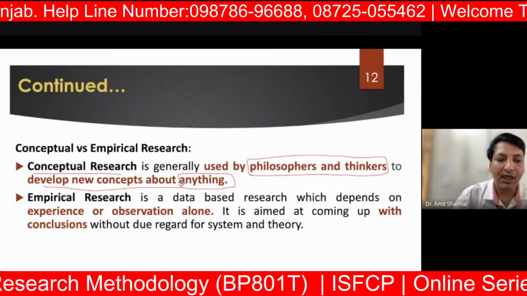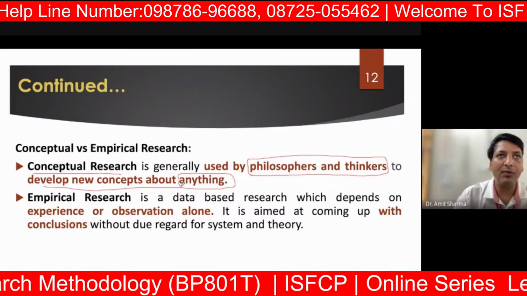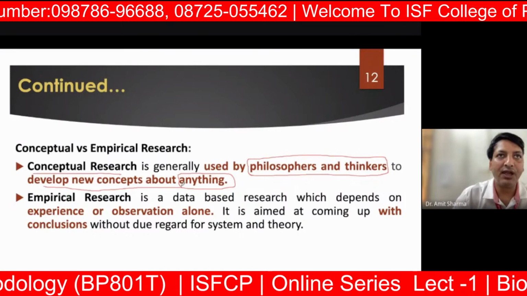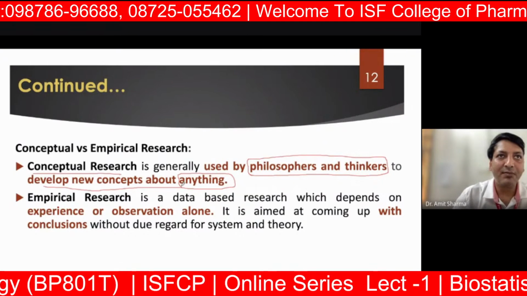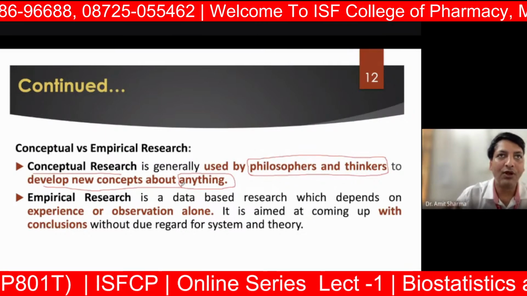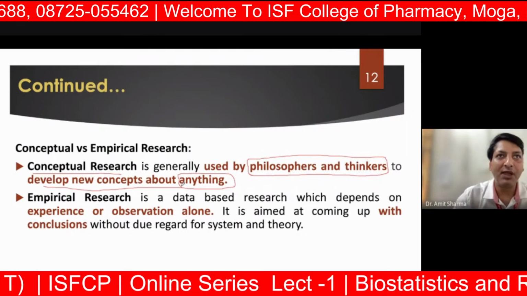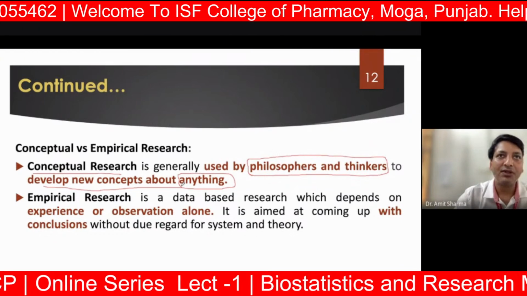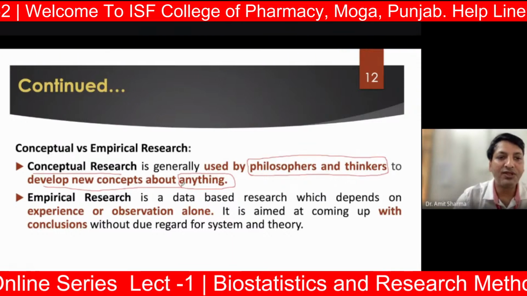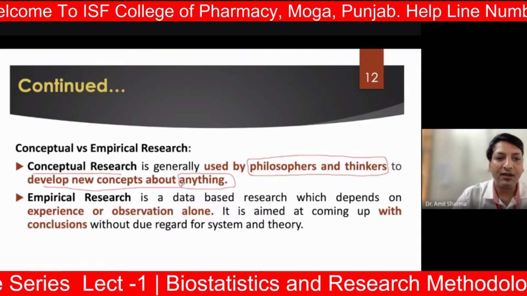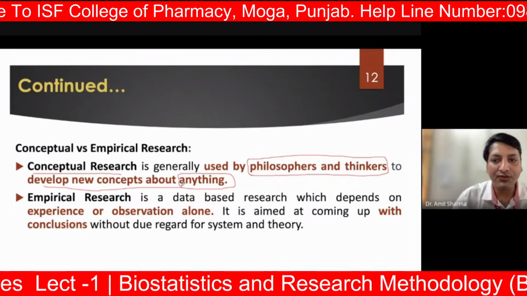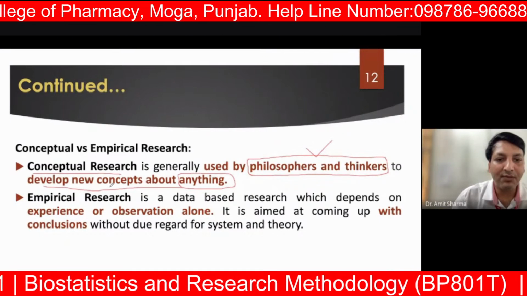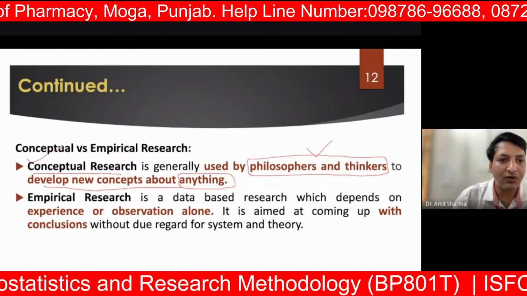For example, you have developed a concept that will be just on paper. You are not working on the field, you are not working on a model, you are just giving a concept that this is another method to reach the moon. You are not actually practicing, you are not developing a model, just giving an idea that this can be carried out. So that kind of research will be called conceptual research, where most commonly it is done by philosophers or thinkers, to develop a new concept about anything.